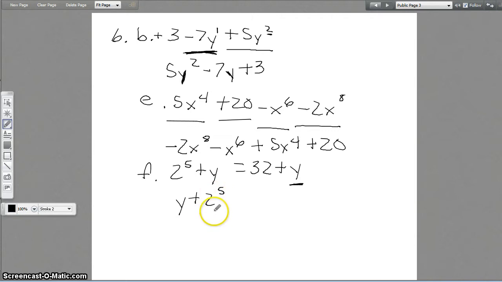So be careful when you see the exponent. Don't just grab the highest exponent. In terms of writing it in descending degrees, the exponents only count when they're attached to a variable, not when they're attached to a number. Okay, so that was number 6, which is just like number 13.